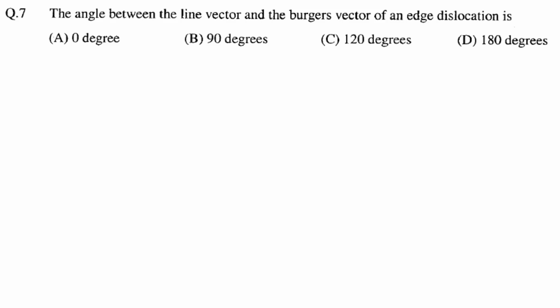We are going to solve mechanical metallurgy questions of GATE 2011. First question is: the angle between the line vector and the Burgers vector for an edge dislocation is.